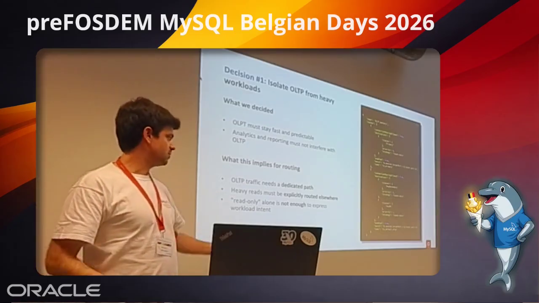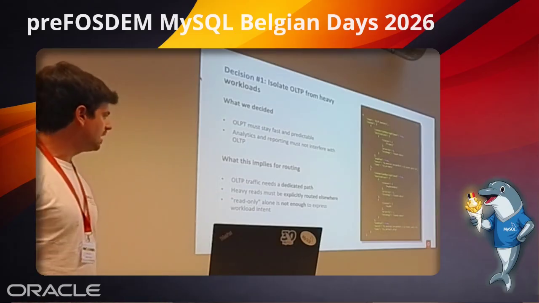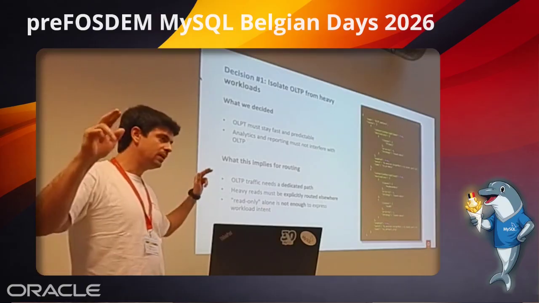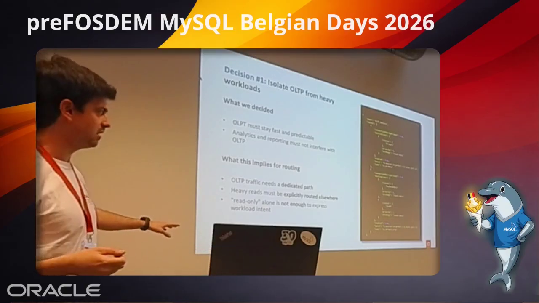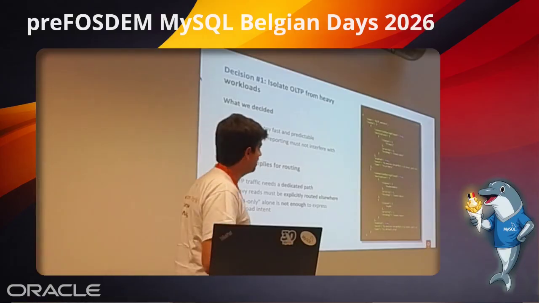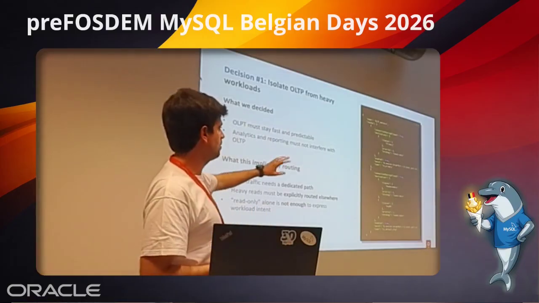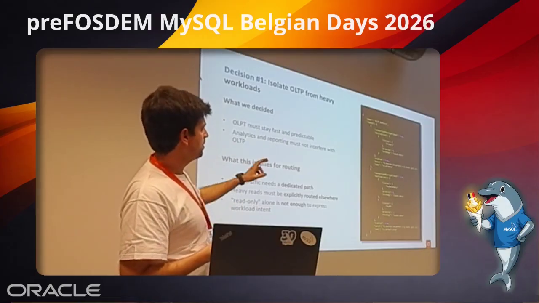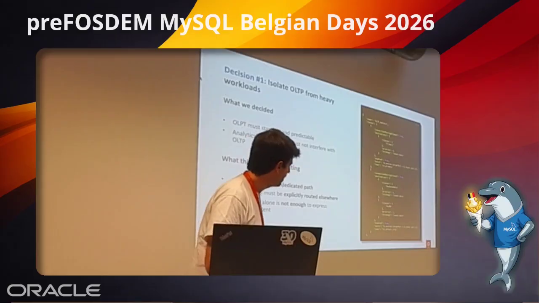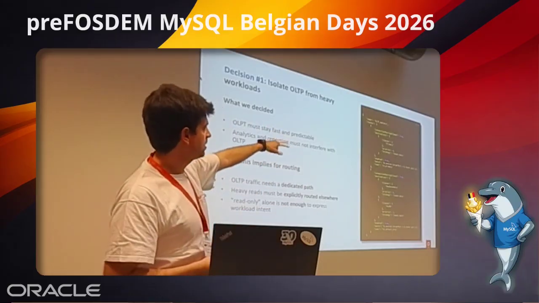So OLTP needs a dedicated path. Heavy reads, like I was saying, must be routed elsewhere. And again, read-only, that characteristic of the session, is not enough to express the workload intent. So what we can do here, as a start, is to create a routing guideline. Here I'm defining two routes, starting from the top.